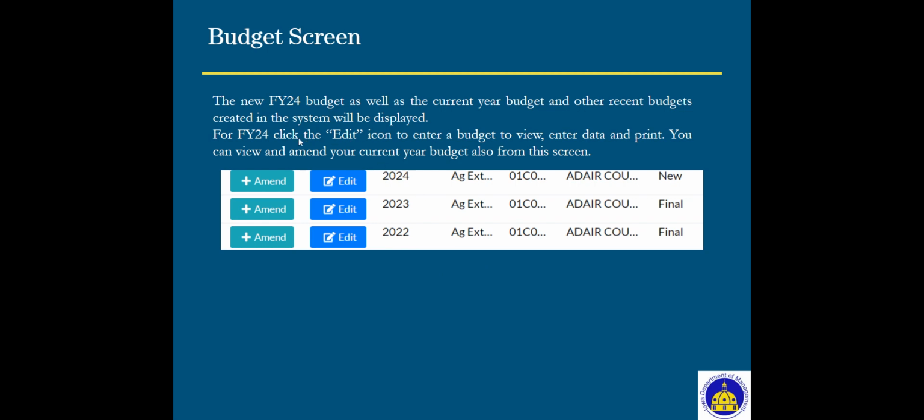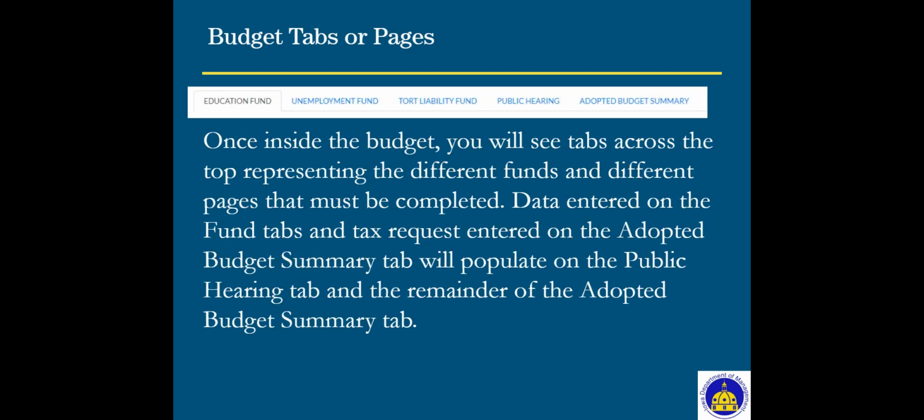So again, to access the budget itself, you would click edit. So when you want to go ahead and start working in that fiscal year 24 budget, you would click edit. And as I mentioned earlier, if you need to amend your current year, you would click the amend beside that current year budget. So two separate processes, but you access both of them from the same screen.